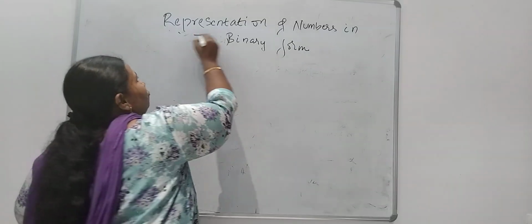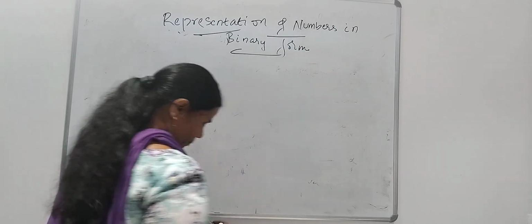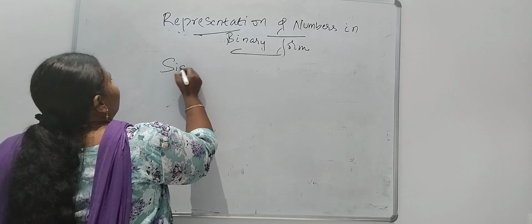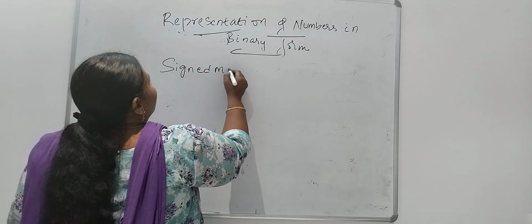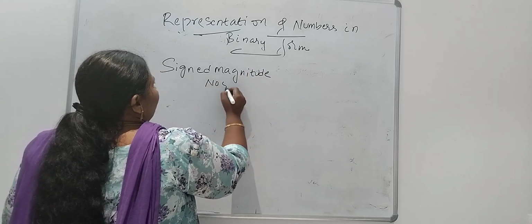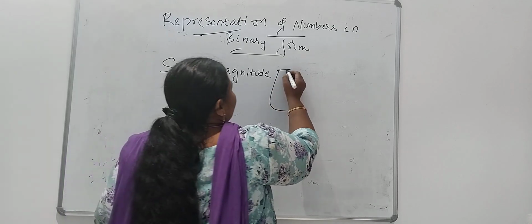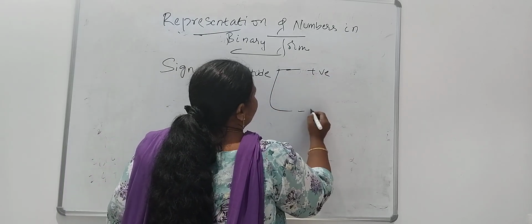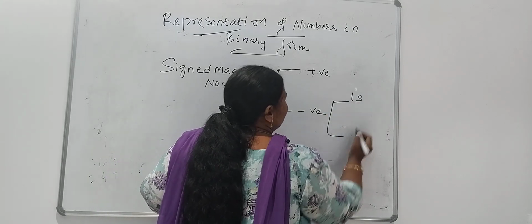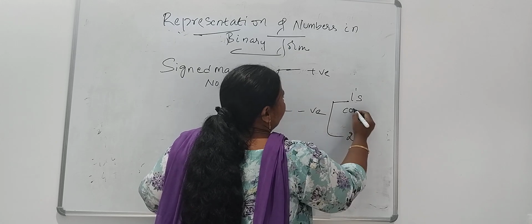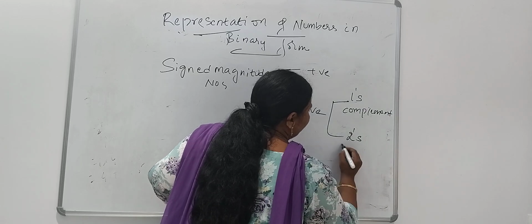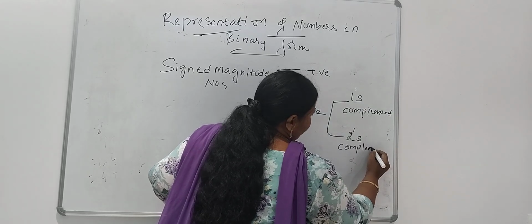So whenever we go for representation of signed magnitude numbers, I told you you can represent two kinds of numbers, positive numbers and negative numbers. Negative numbers are represented in 1's complement and 2's complement. Now we should know what is 1's complement and 2's complement.